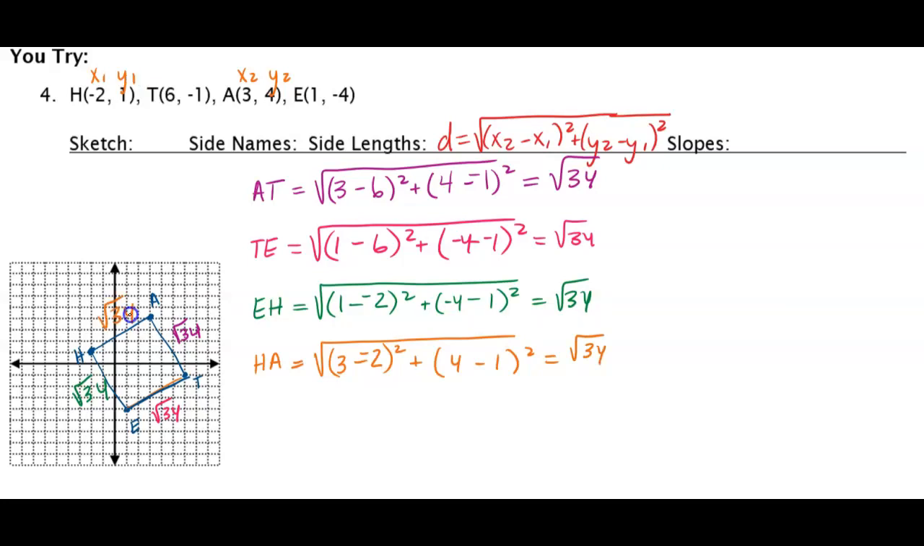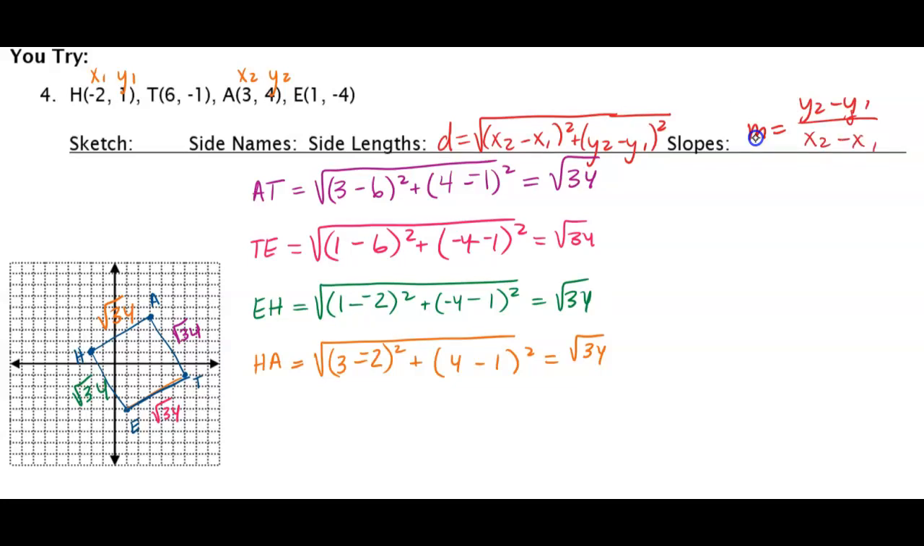So that means that HA is also the square root of 34. So at this point, I can say that this is either a square or it could possibly be a rhombus. And the way that you tell the difference is by looking at their slopes. If their slopes are opposite reciprocals, that means that they're perpendicular. That means you have right angles, so it's a square. And if their slopes are not opposite reciprocals, then it's a rhombus, because that does not have to have right angles. So the slope formula looks like this: y2 minus y1 over x2 minus x1.